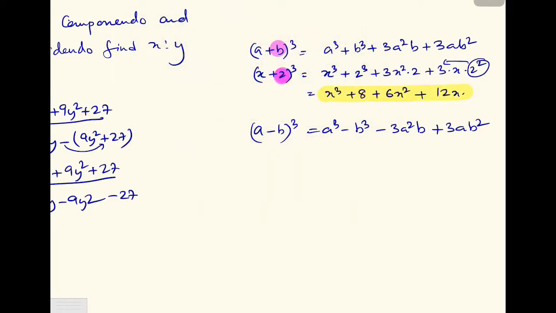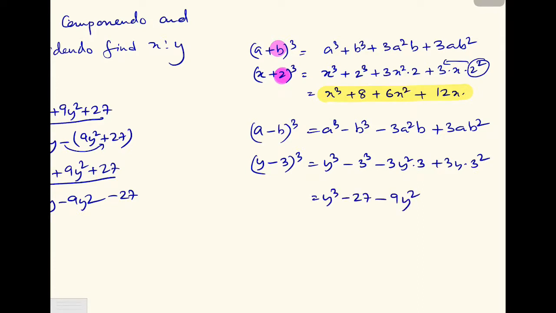Great. Now again, replace a by y and b by 3. If I do that, what do I get? y cube minus 3 cube minus 3y square 3 plus 3y 3 square. So that gives me y cube minus 27 minus 9y square plus 9 into 3, 27y. Check this out. I will highlight this with a purple highlighter.